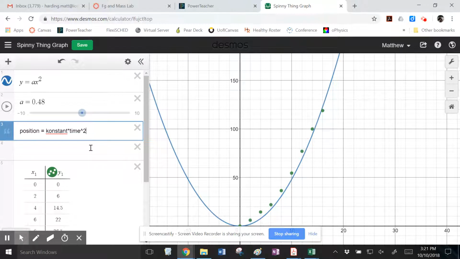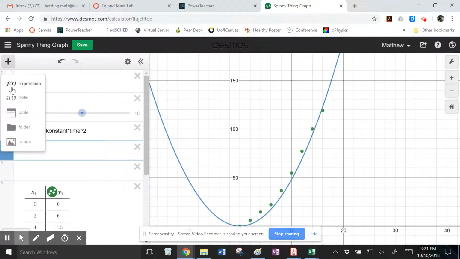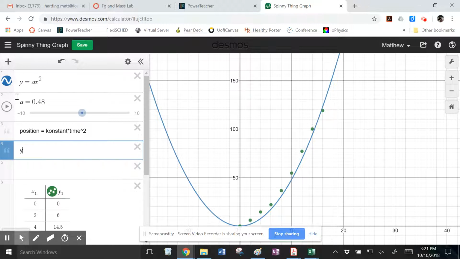Oftentimes, you'll be asked on the exam to graph variables in a linear form. That means we want to create a graph where this doesn't show up as a curve, where it shows up instead as a line. So if you look at this, you can kind of see how it's in the form y equals mx plus b. Position is the y. The constant there would be the slope. But x is not time, it's time squared.